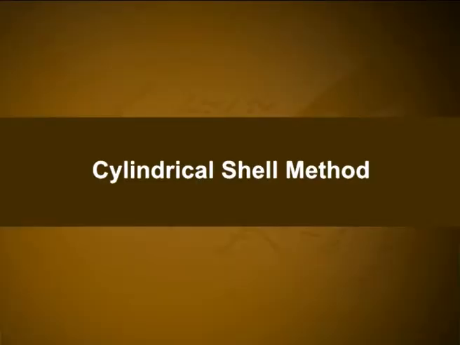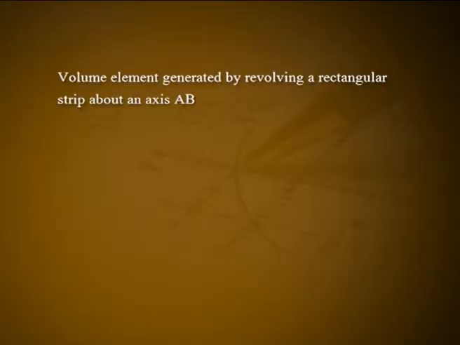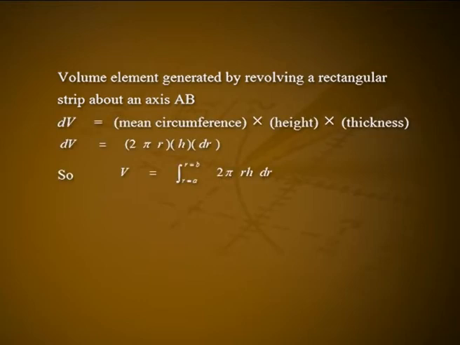Cylindrical shell method. Axis of rotation AB is not part of the boundary of the plane area DEFG. Volume element generated by revolving a rectangular strip about an axis AB, dV is equal to mean circumference into height into thickness. dV is equal to 2 pi r into h into dr.